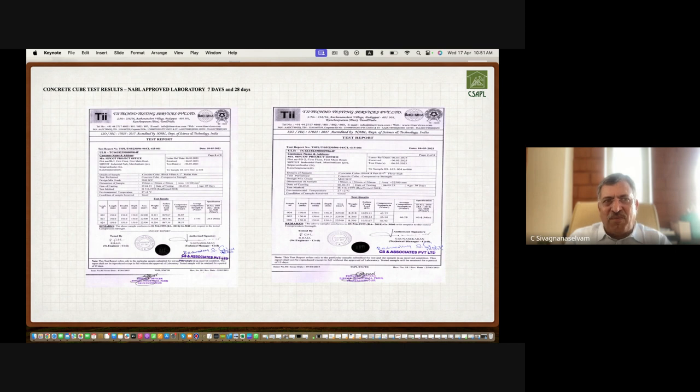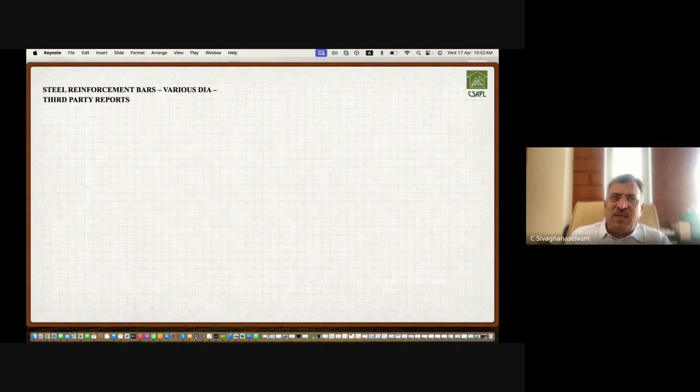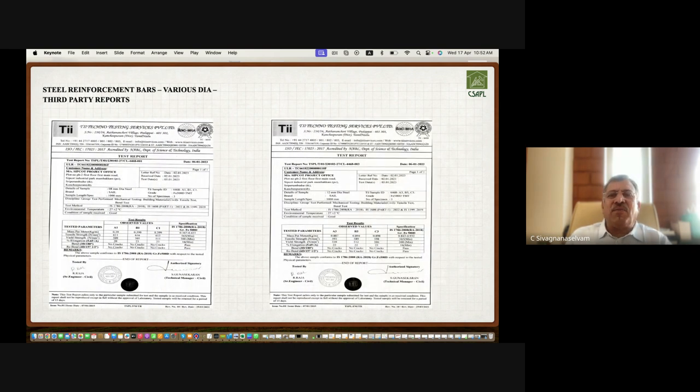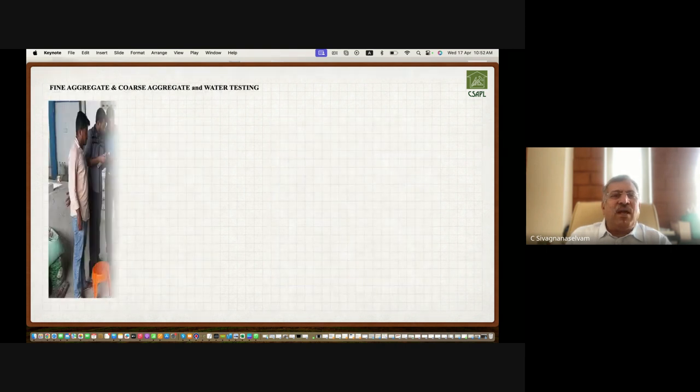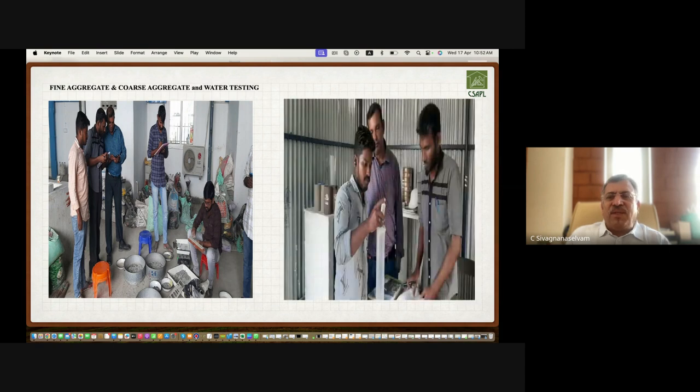Now we are using concrete from a batching plant, and it is a design mix. So the design mix has already been approved, and then you are getting it from the batching plant. When the concrete of every batch reaches site, we get a cube test. That is, every batch is tested for its quality. This is the test report for the reinforcement, and the water is also tested. Every site has a laboratory for the building materials.